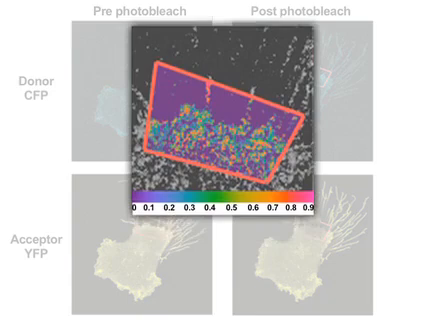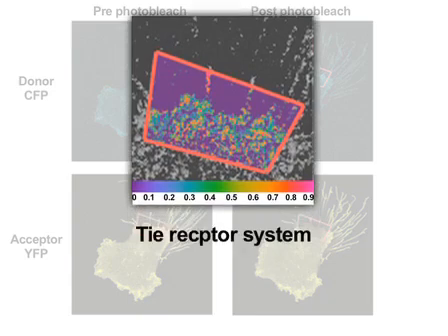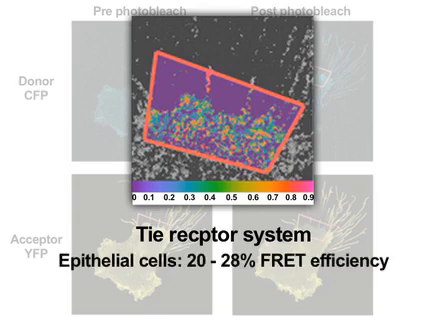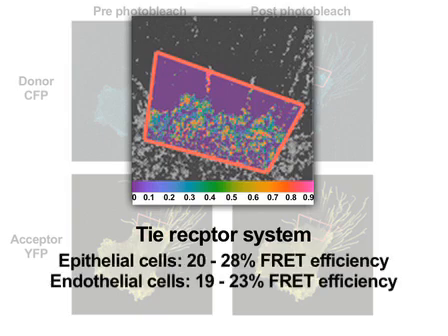For the TIE receptor system, typical FRET efficiency values are 20 to 28% for epithelial cells and 19 to 23% for endothelial cells, as shown here. So once mastered, this technique will typically take 3 to 4 days if performed properly.